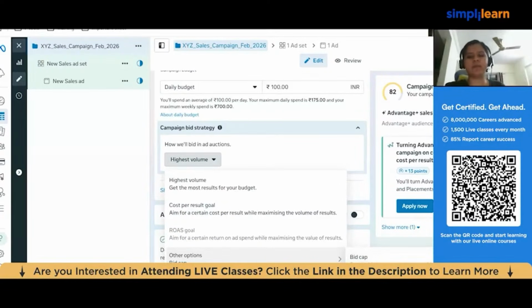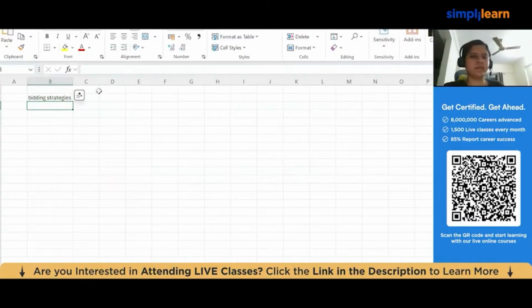So this is for Meta. I hope you understood the meaning of bidding strategy. Basically, how to spend the amount. That's what the bidding strategy does.